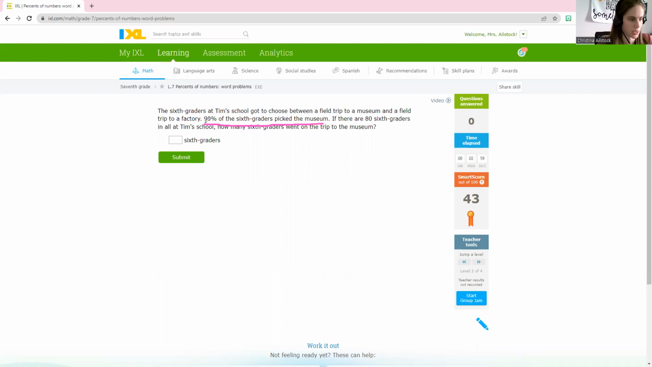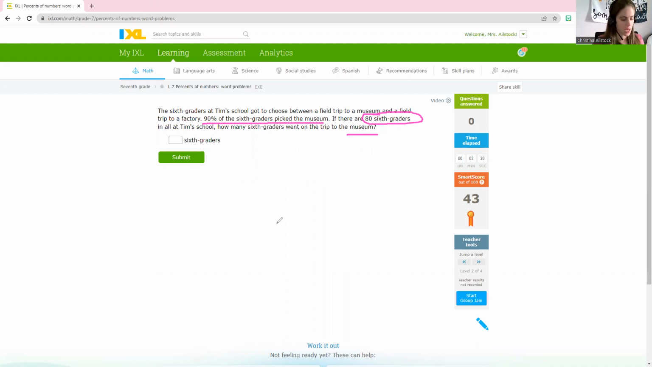Oops, that's a bad underline. There we go. There are a total of 80 6th graders, and our question is we want to know how many of those 6th graders actually picked the museum. We want that exact number, not just the percent of them that went.